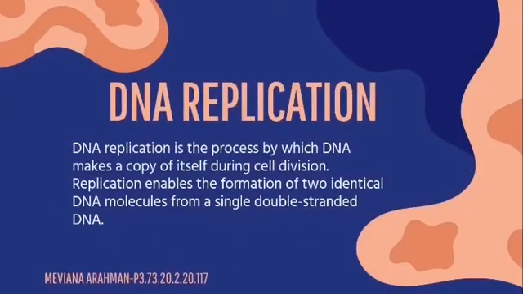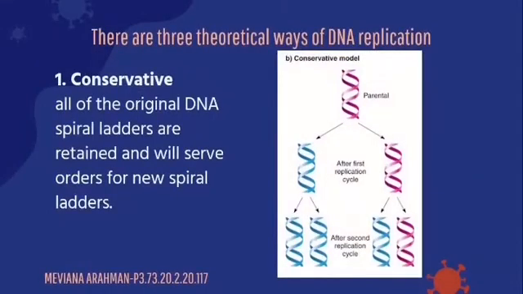DNA replication. DNA replication is the process by which DNA makes a copy of itself during cell division. Replication enables the formation of two identical DNA molecules from a single double-stranded DNA. There are three theoretical ways of DNA replication. The first one is conservative. All of the original DNA spiral ladders are retained and will serve as the template for new spiral ladders.